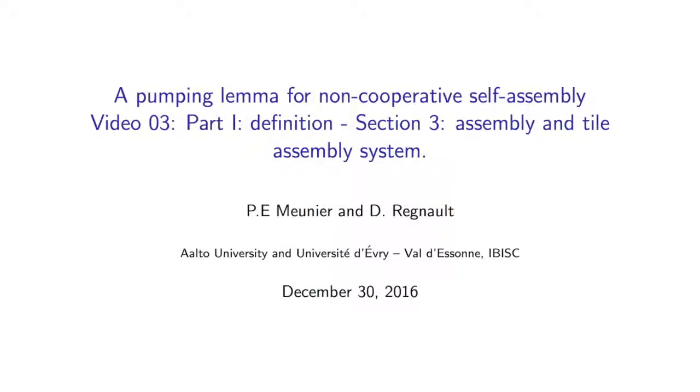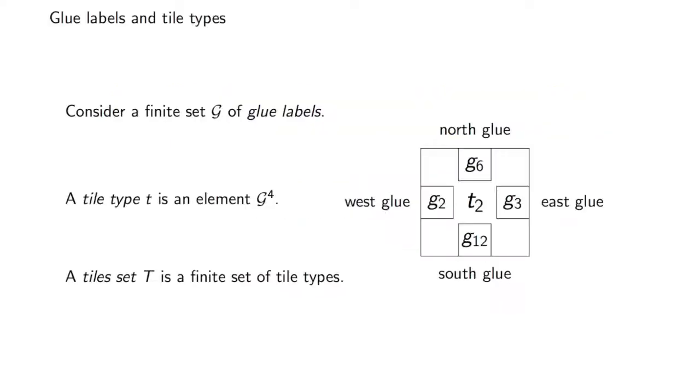This is video 3. We present here the definitions and notations for assemblies and tile assembly system. Note that we focus here on temperature 1. A tile assembly system is made of tiles. A tile is a unit square with a glue on each of its 4 sides.